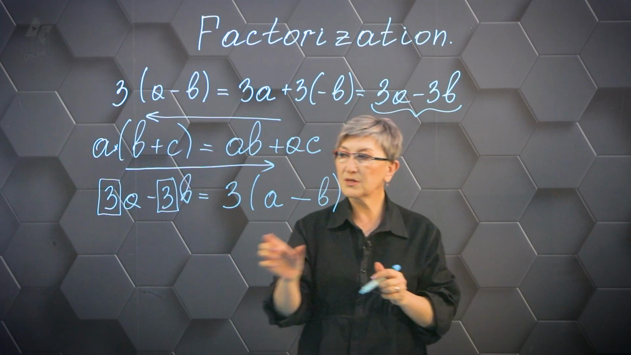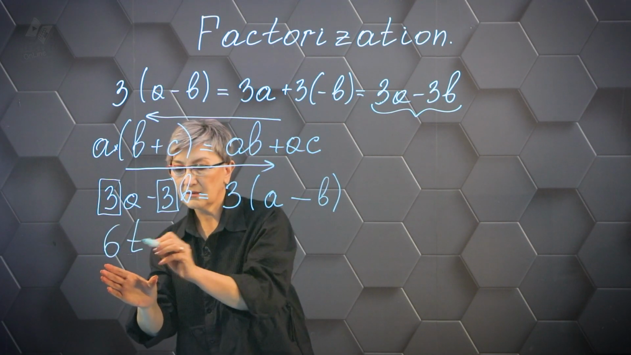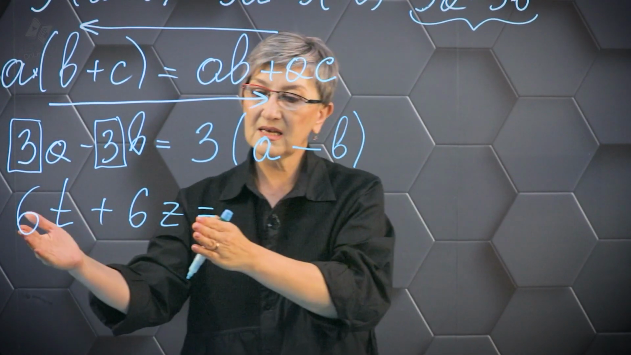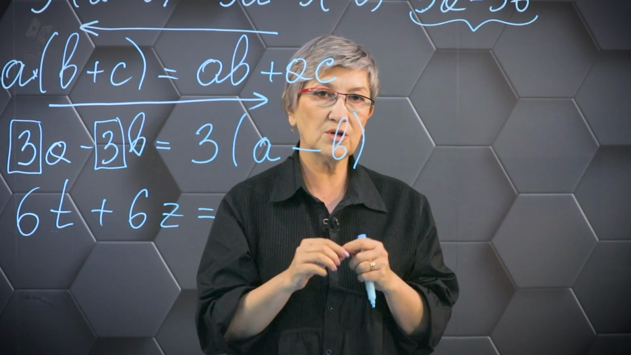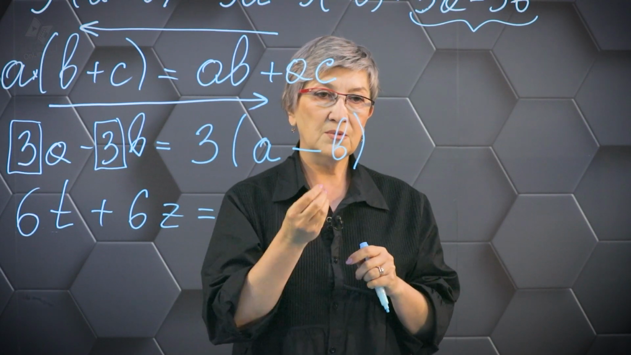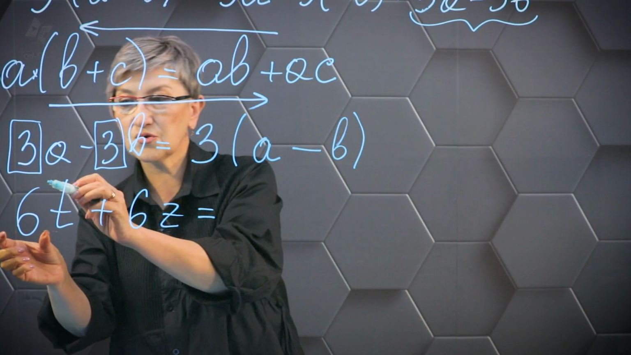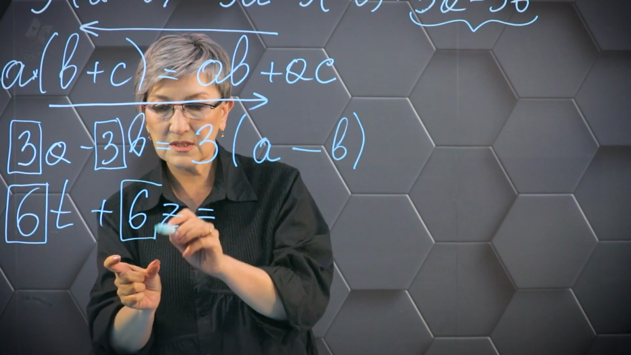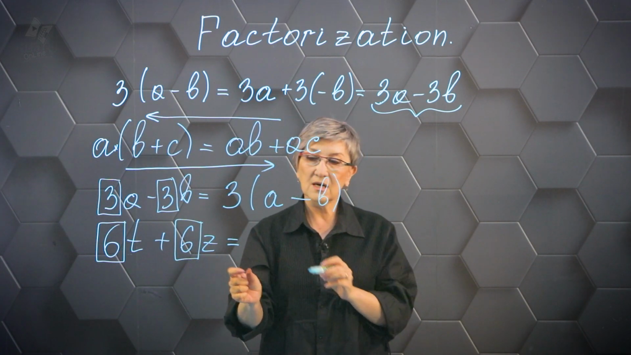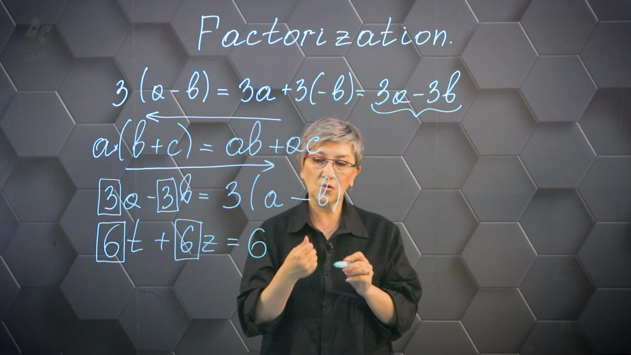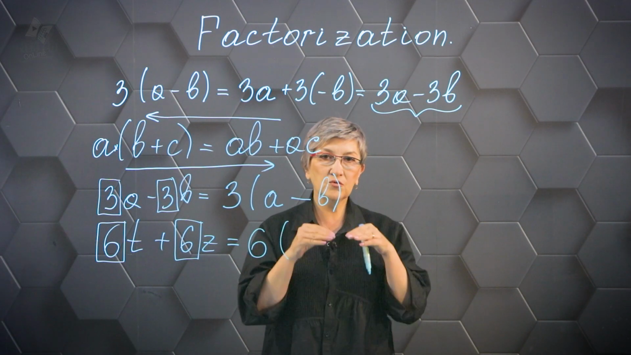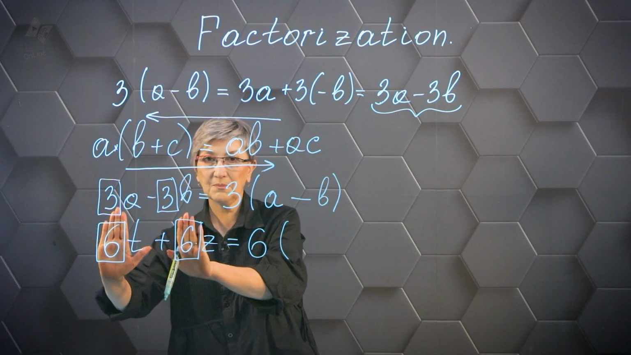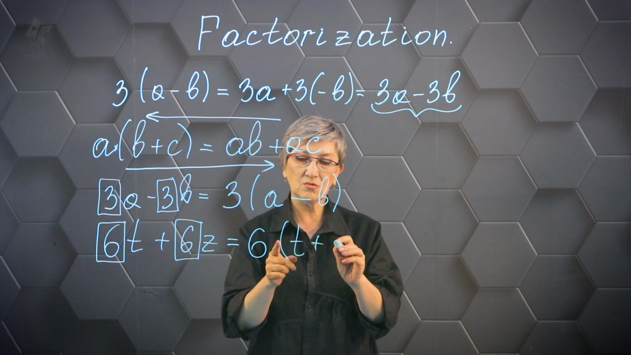And let's look at another example. 6t plus 6z equals. We need to write this expression as a product. What's the first thing I look for? I need to see the common multiplier. I can see that in the first summand I have a multiplier of 6, and in the second summand I have a multiplier of 6 as well. So I'm going to write that multiplier in front of the parenthesis. So what should I write inside the parenthesis? If I take away 6 and take away 6 here, I'm left with t plus z. The result is 6 times (t plus z).